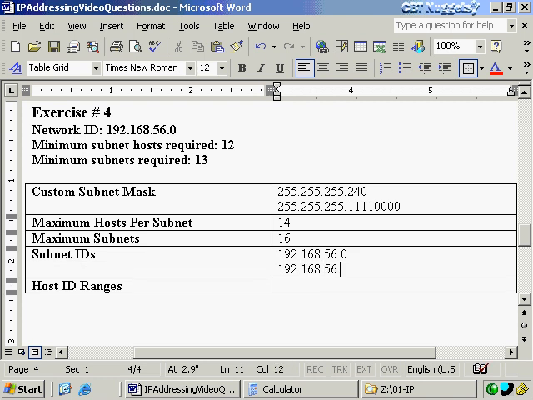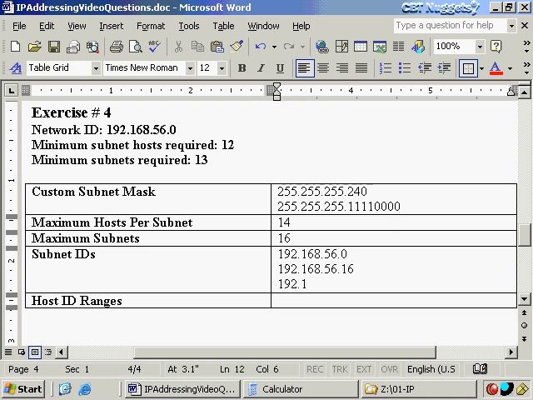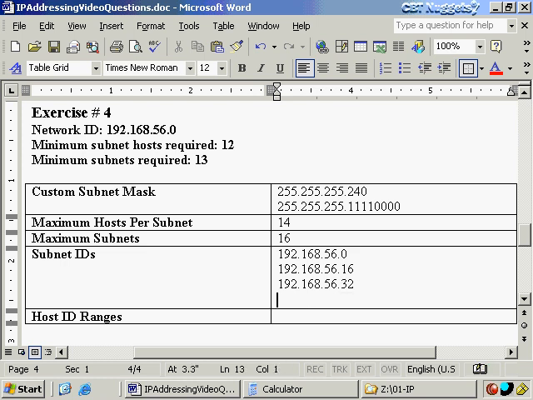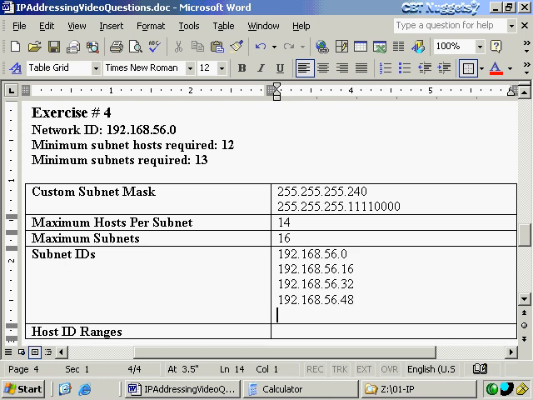And how far do we increment on this one? Well, what's our bit position of the last stolen bit over here? It is in the 1, 2, 4, 8, 16 bit position, so we're going to increment by 16s on this. And then you go 192.168.56.32 and 48 and so forth. Now let's also take a look at our host ID ranges.